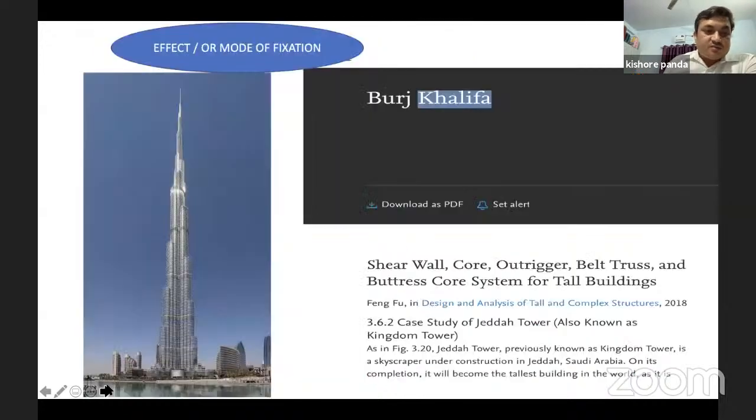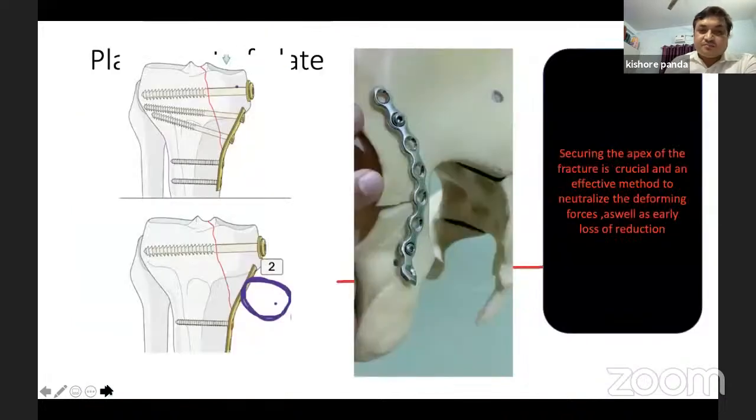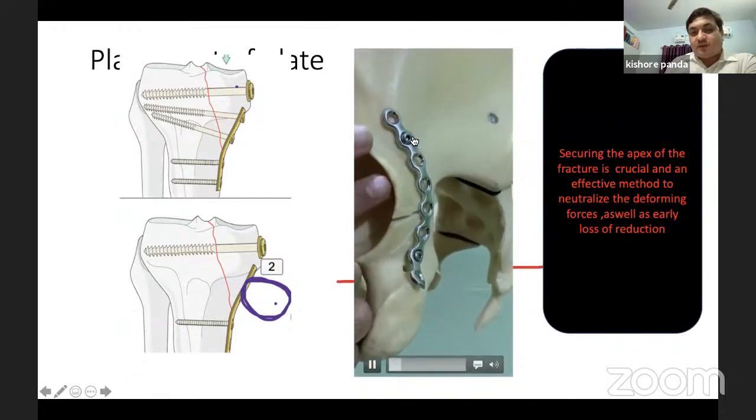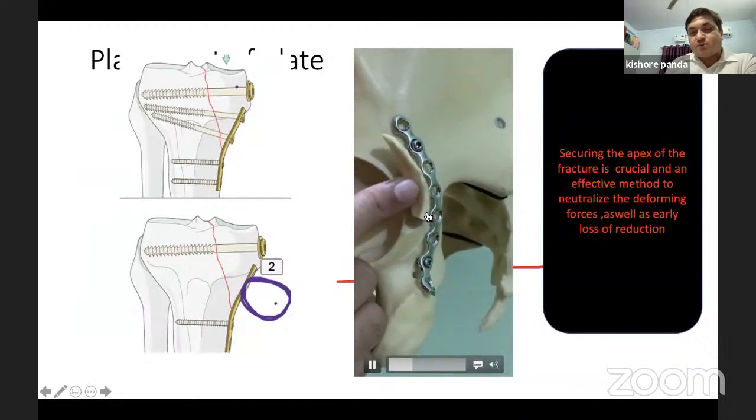So what is actually a buttress? It is an effect or a mode of fixation. If you look at the tallest tower of the world, Burj Khalifa, it is also made with the concept of buttressing. It is actually to resist the shear wall. In the classical teaching of the AO, the buttress plate actually fixes the apex. The first screw is given at the top of the apex so that there will not be any secondary loss of reduction. So if we put this plate towards the apex of the fracture, it is quite medial.